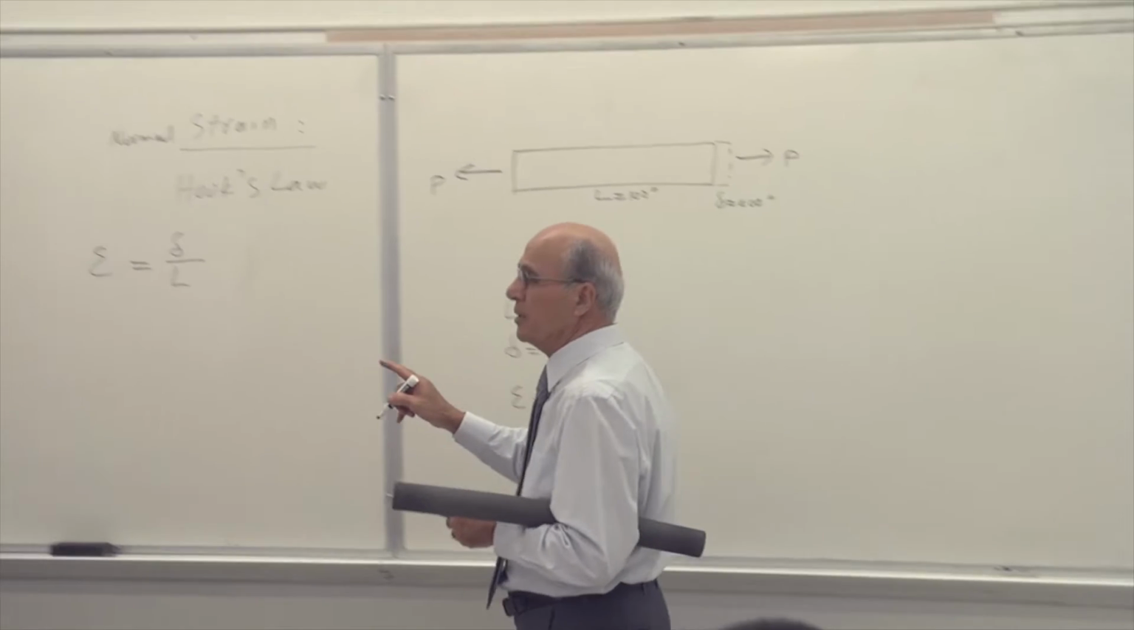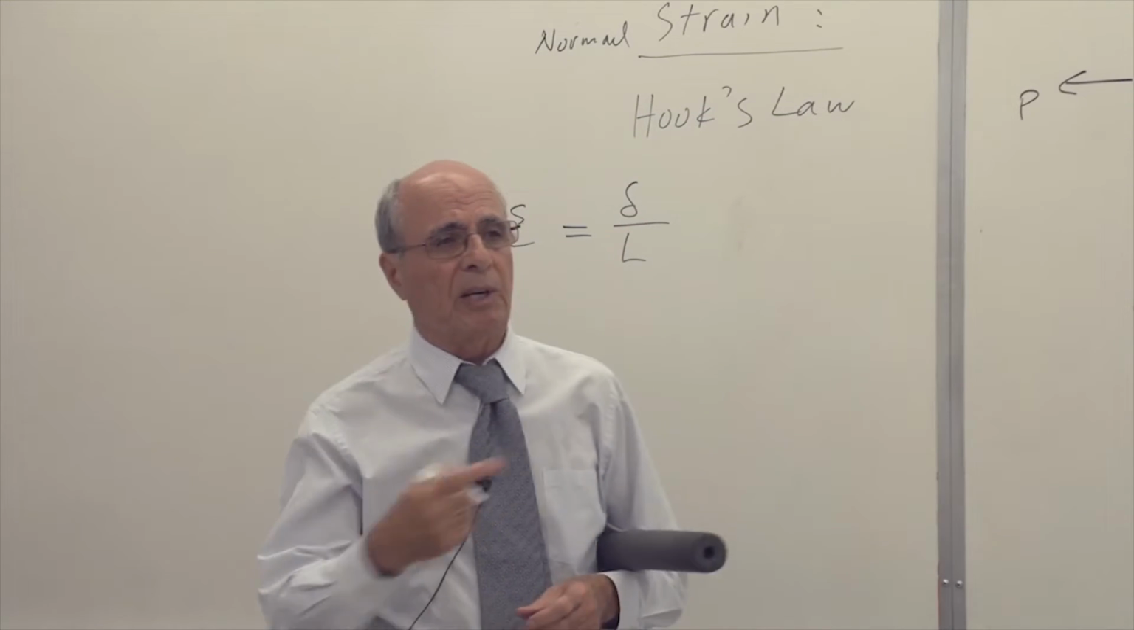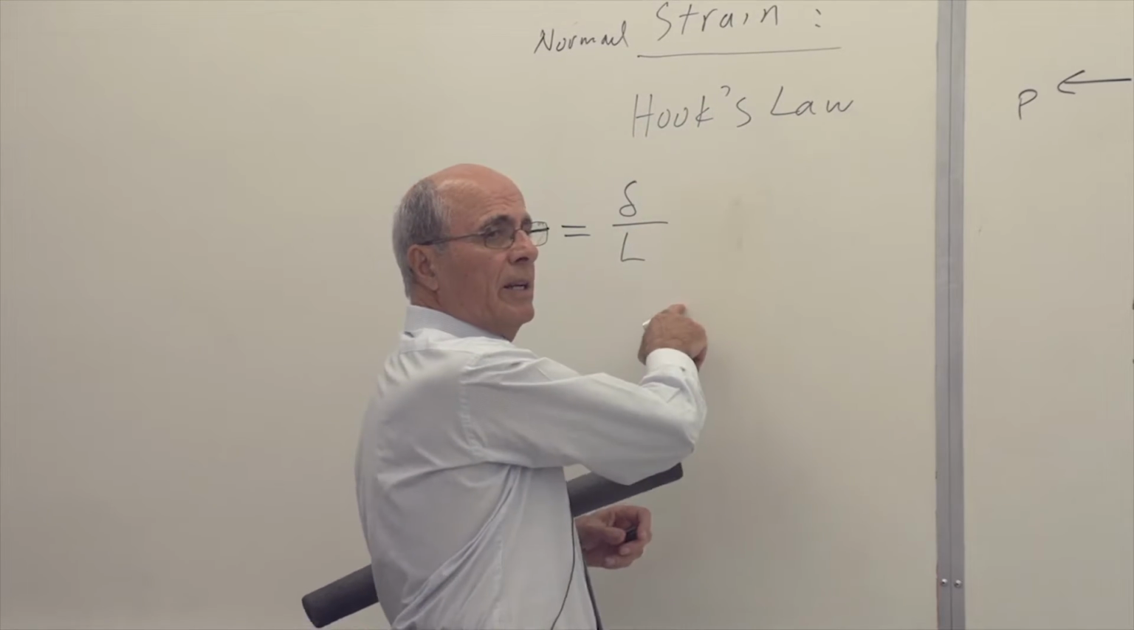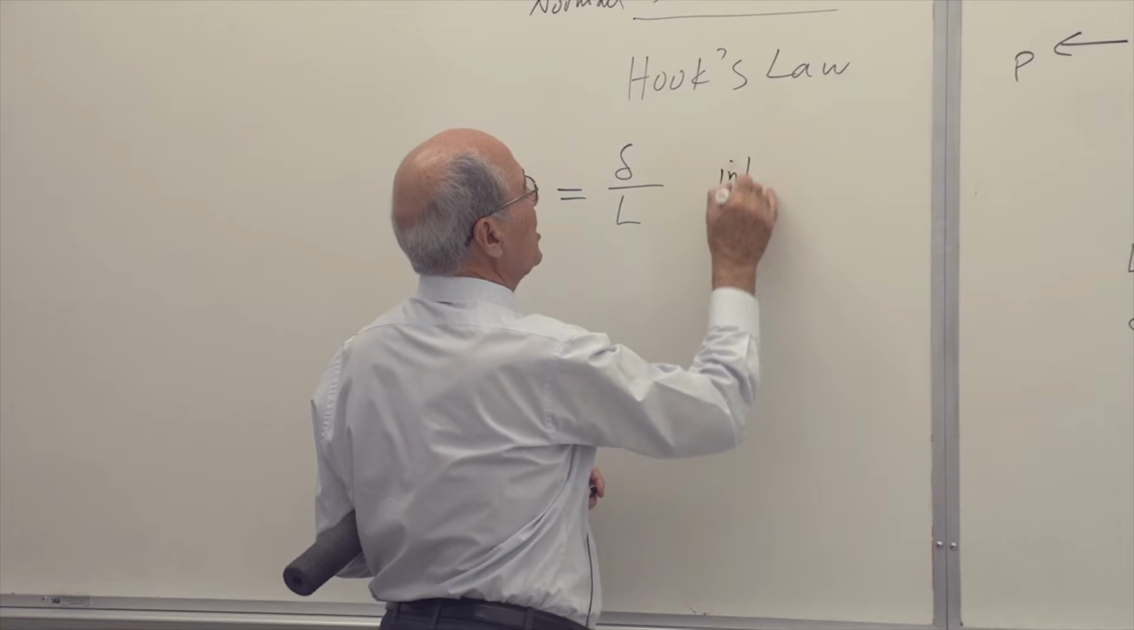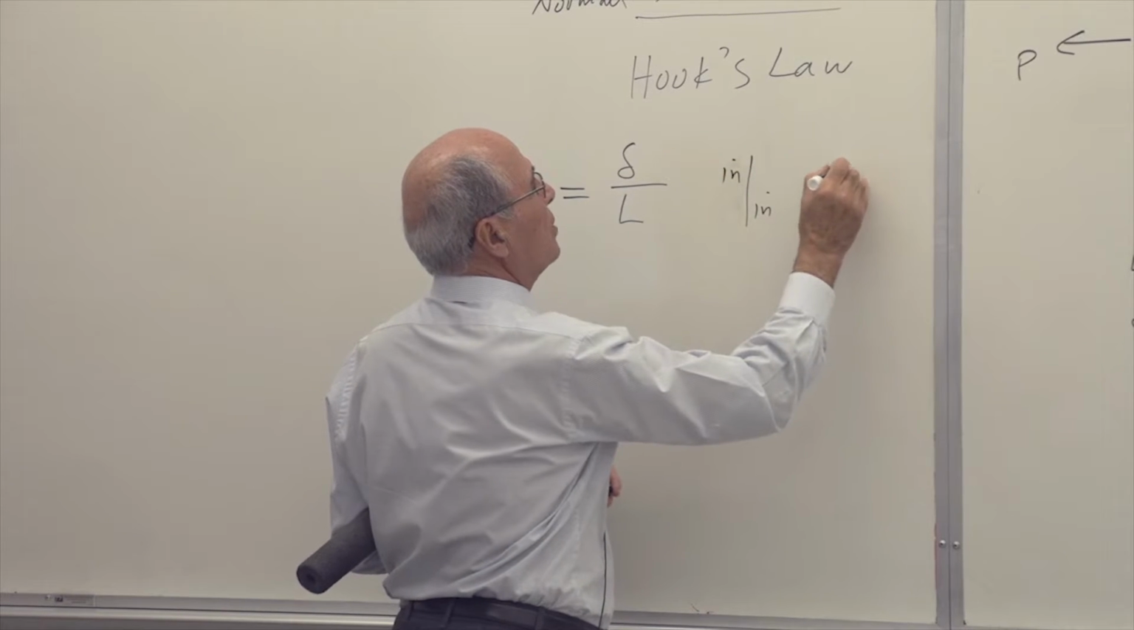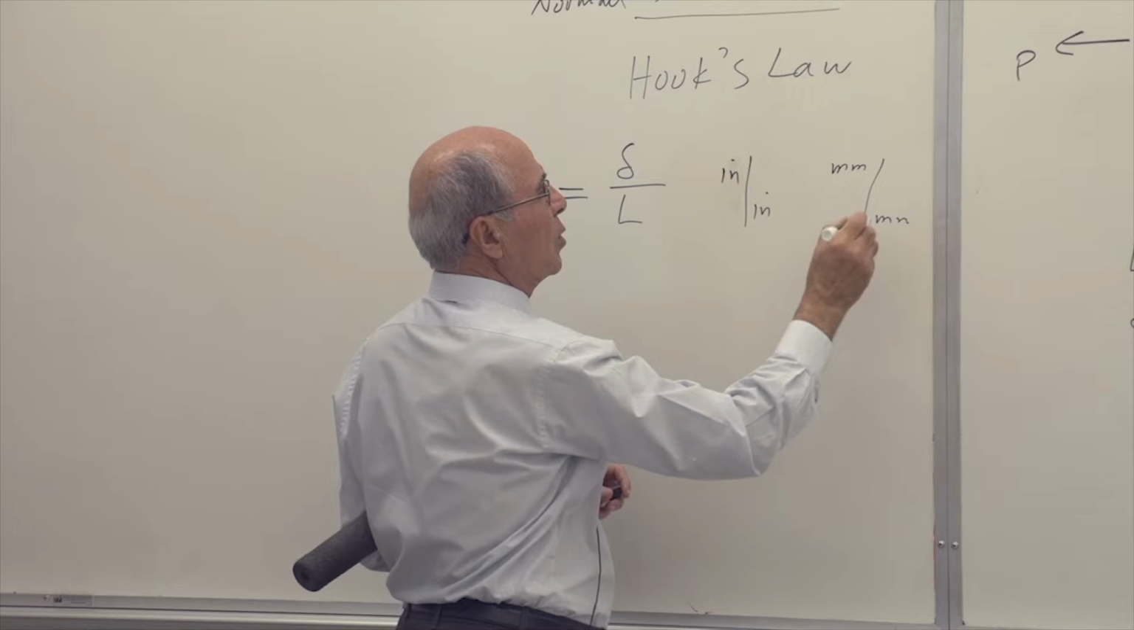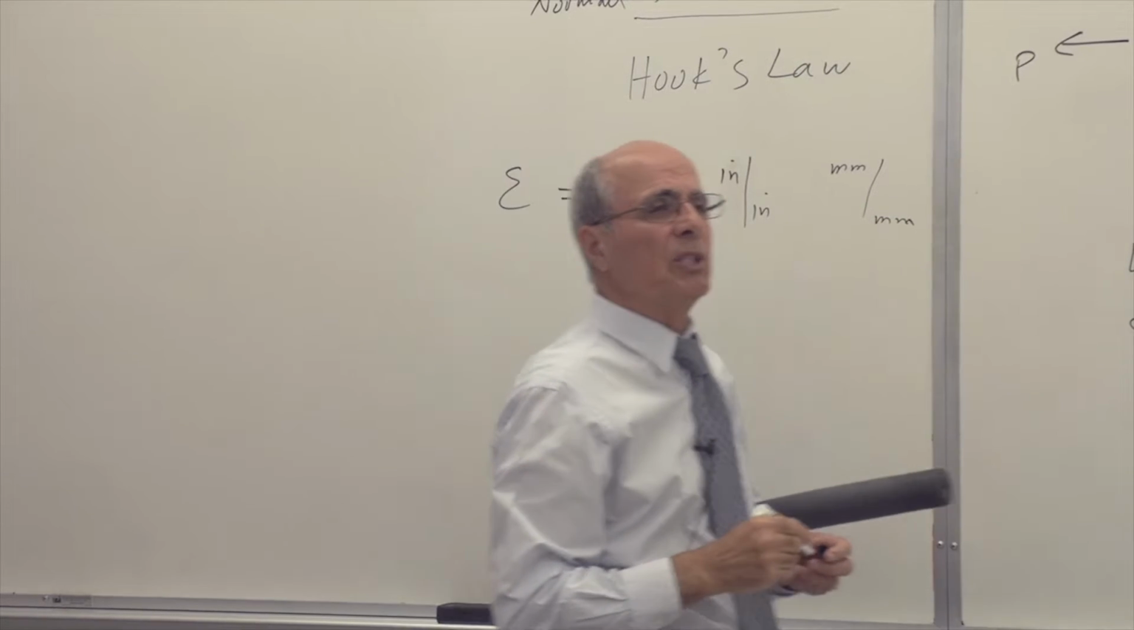Does it have a unit? No, it's a ratio. Everybody sees it's a length over length. So the unit of that is inch over inch, or millimeter over millimeter. We go with the smallest unit because epsilon is very small.